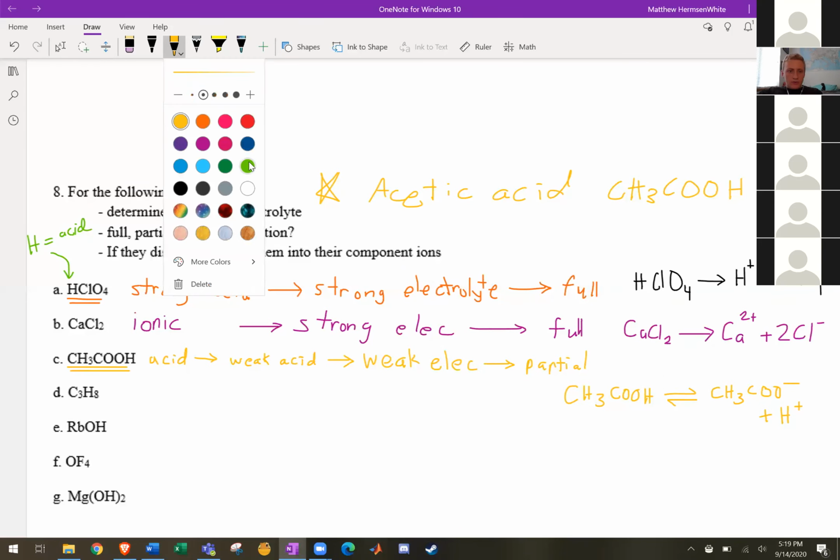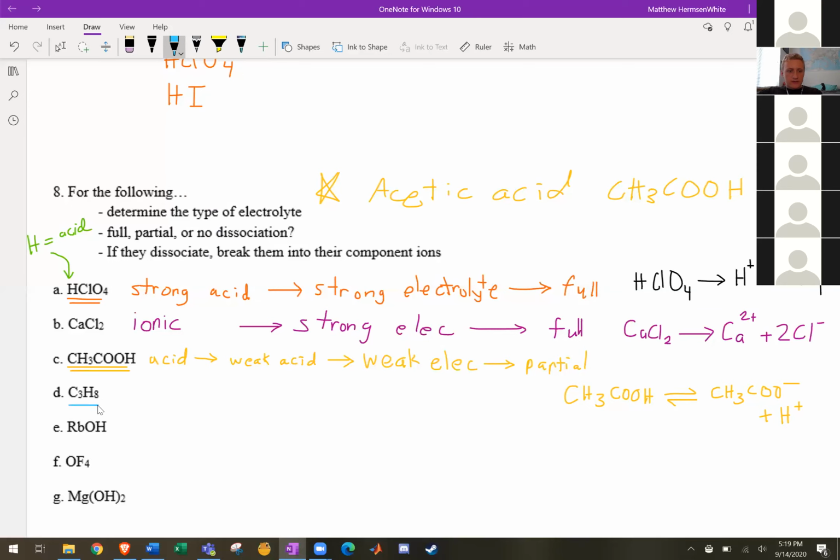Okay, and let's do one more and then we'll call it for today. C3H8. So this is a molecular compound. And we know that because carbon is a nonmetal, hydrogen is a nonmetal, therefore we have a molecular compound. Now molecular compounds are non-electrolytes. And therefore we know that non-electrolytes do not dissociate. And because it doesn't dissociate, we don't have to draw any of the chemical formula for dissociation.